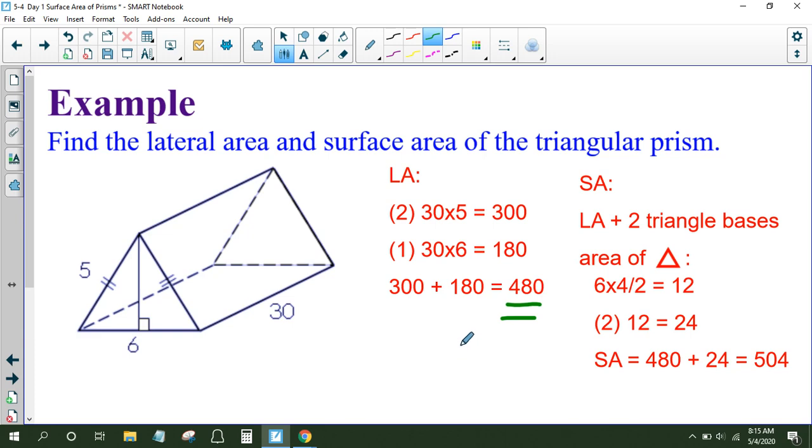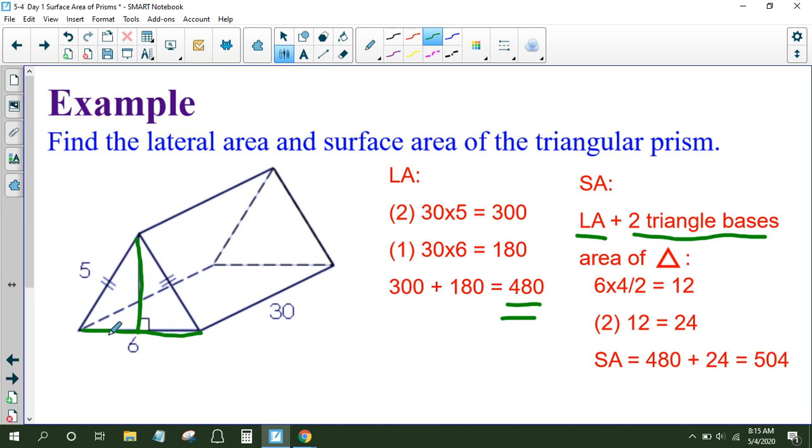Now for the surface area, the entire surface area of the prism will be the lateral area plus the two bases, which are the two triangles. So we need to find the area of those triangles. We know that to find the area of a triangle, it's the base of the triangle times the height of the triangle divided by 2.